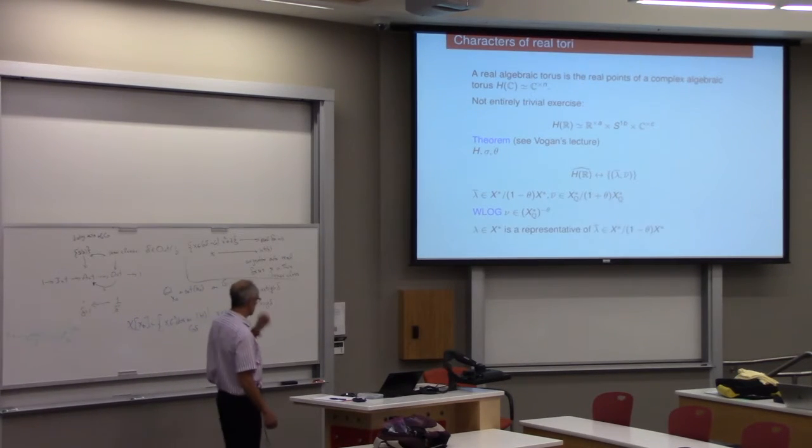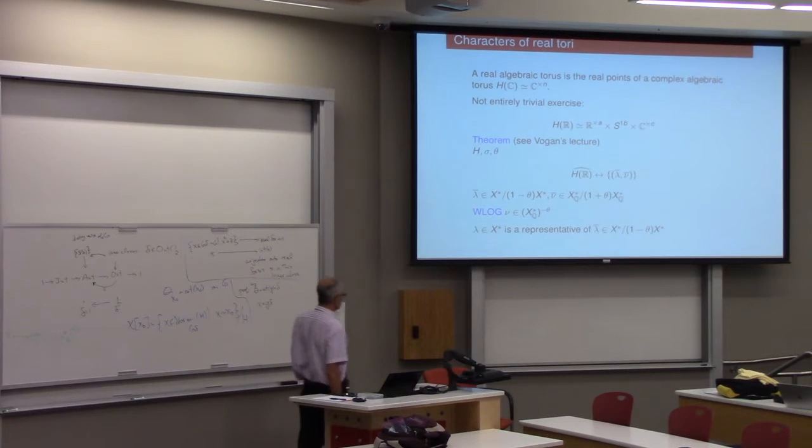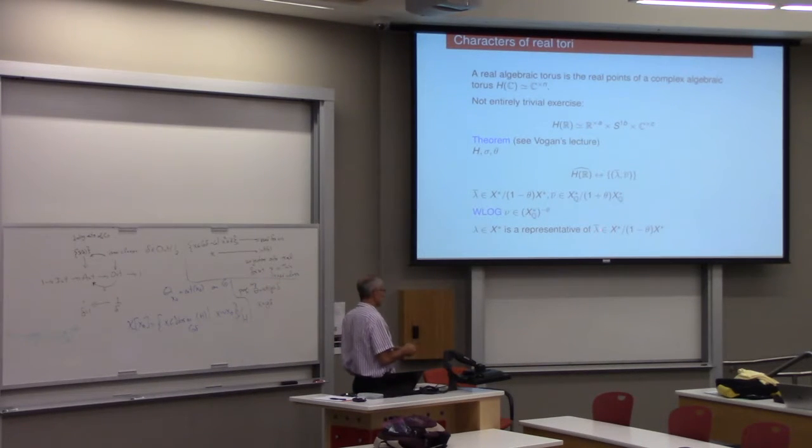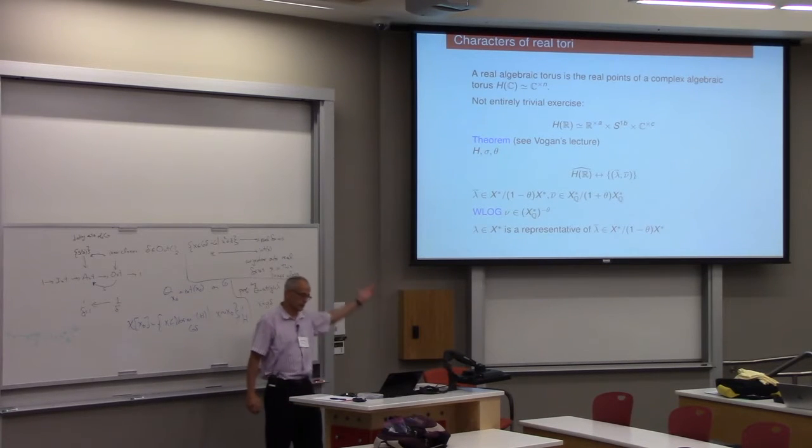So that's the parameterization. And as David said in his talk, lambda bar is an element of a quotient, but we're always going to write lambda for a representative. So lambda is just a string of integers, something in X star.